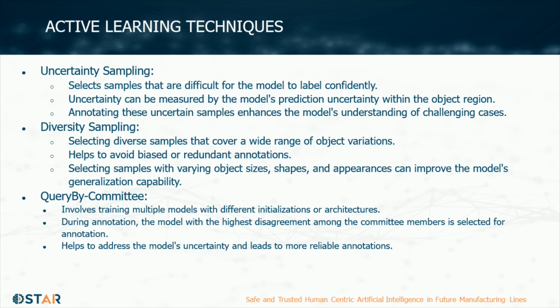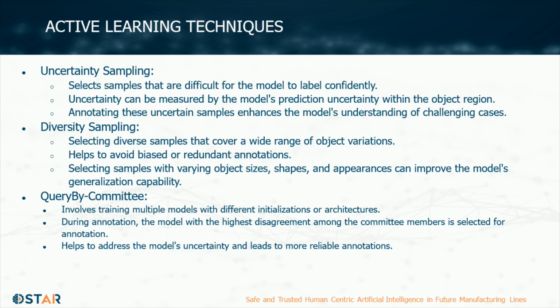Uncertainty sampling. Uncertainty sampling selects samples that are difficult for the model to label confidently. For object segmentation, uncertainty can be measured by the model's prediction uncertainty within the object region. Annotating these uncertain samples enhances the model's understanding of challenging cases.